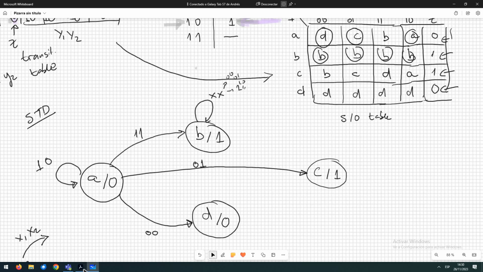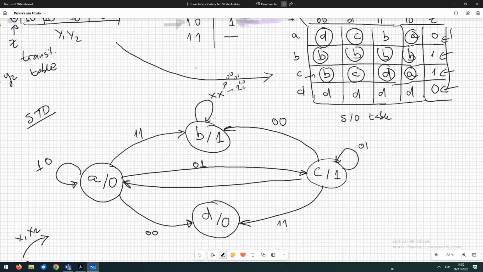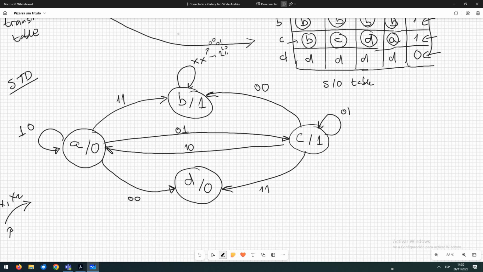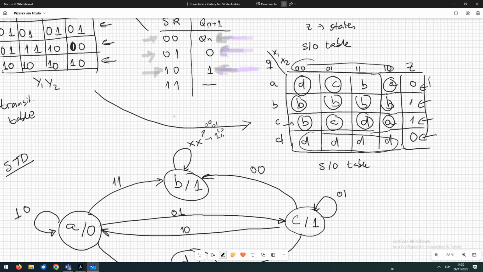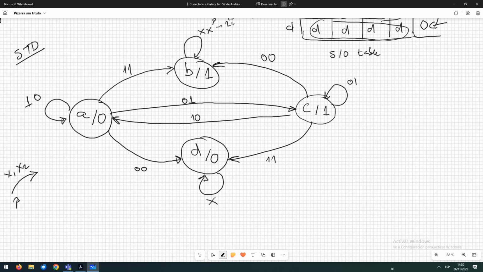So if we are in C and we receive a 0, 0, we are going to go to B. If we receive a 0, 1, we stay in C. If we receive a 1, 1, we go to D. And finally, if we receive a 1, 0, we go to A. For the case of D, we have the same as for the state B. For all the combinations of the inputs, we are going to be in the same state, so we can use X.